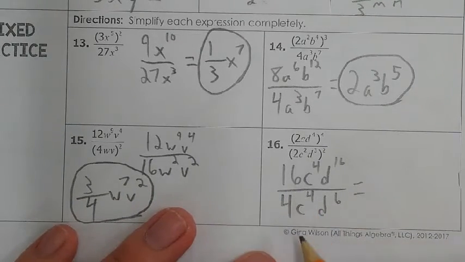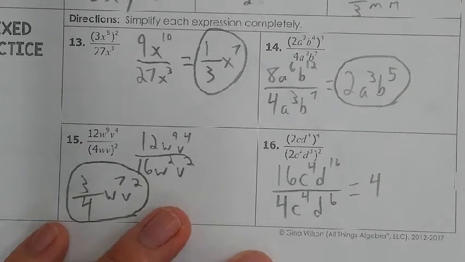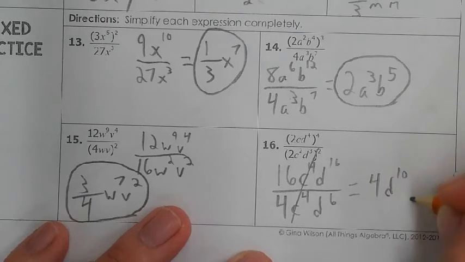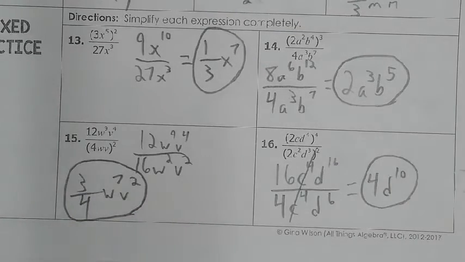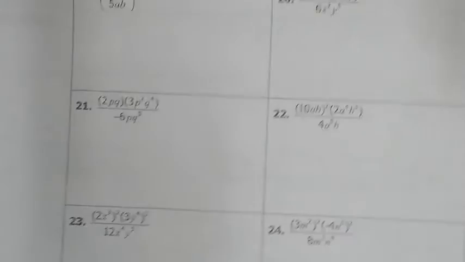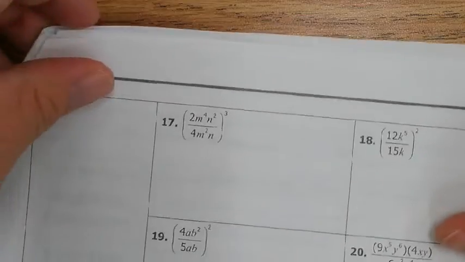So now, what is 16 divided by 4? 4. What would happen to our C's? They just cancel out. What happens to our D's? D to the 10th. That's literally all you do. Now, let me make sure there's no crazy ones on the back. Actually, let me go ahead and do 17 with you too.